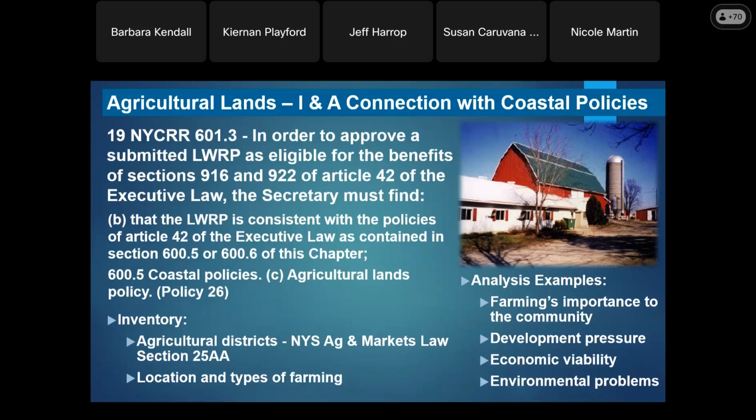Discuss whether prime agricultural land may be threatened by development pressure. And then just to note, agriculture can be a source of environmental problems. So discuss practices and approaches to land management that can mitigate or prevent these problems. And then further discuss economic viability and the contributions of active and inactive farms to the history and visual character of the community.